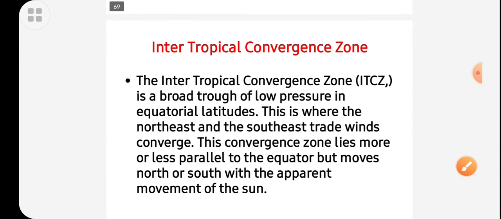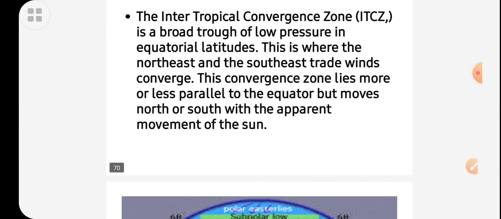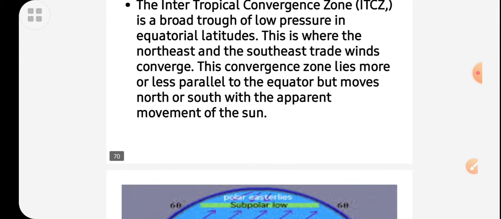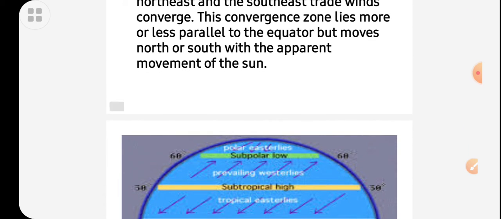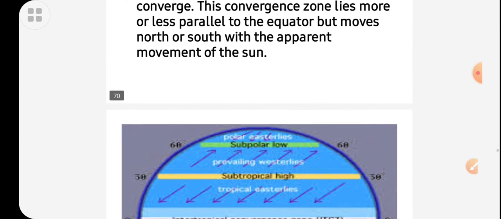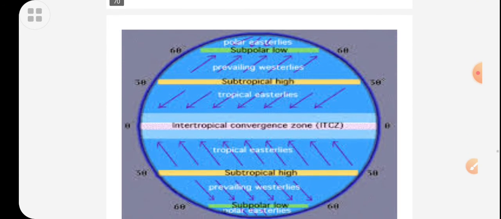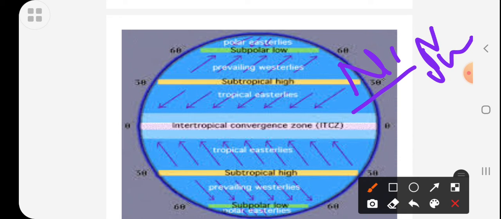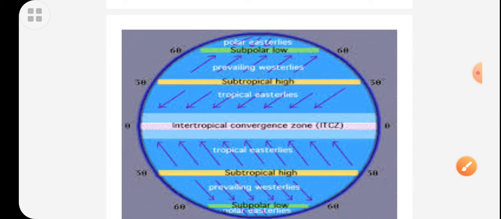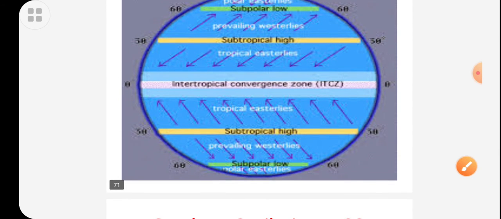So the intertropical convergence zone, that we particularly understood, is on the equator. There the northeast and southeast trade winds converge, and the convergence zone lies more or less parallel to the equator but moves north to south. The apparent movement of the sun, as I told you: in the northern hemisphere, the time period of June is summer, and then it is winter. So in December it is just the opposite, a period of 6 months apart.